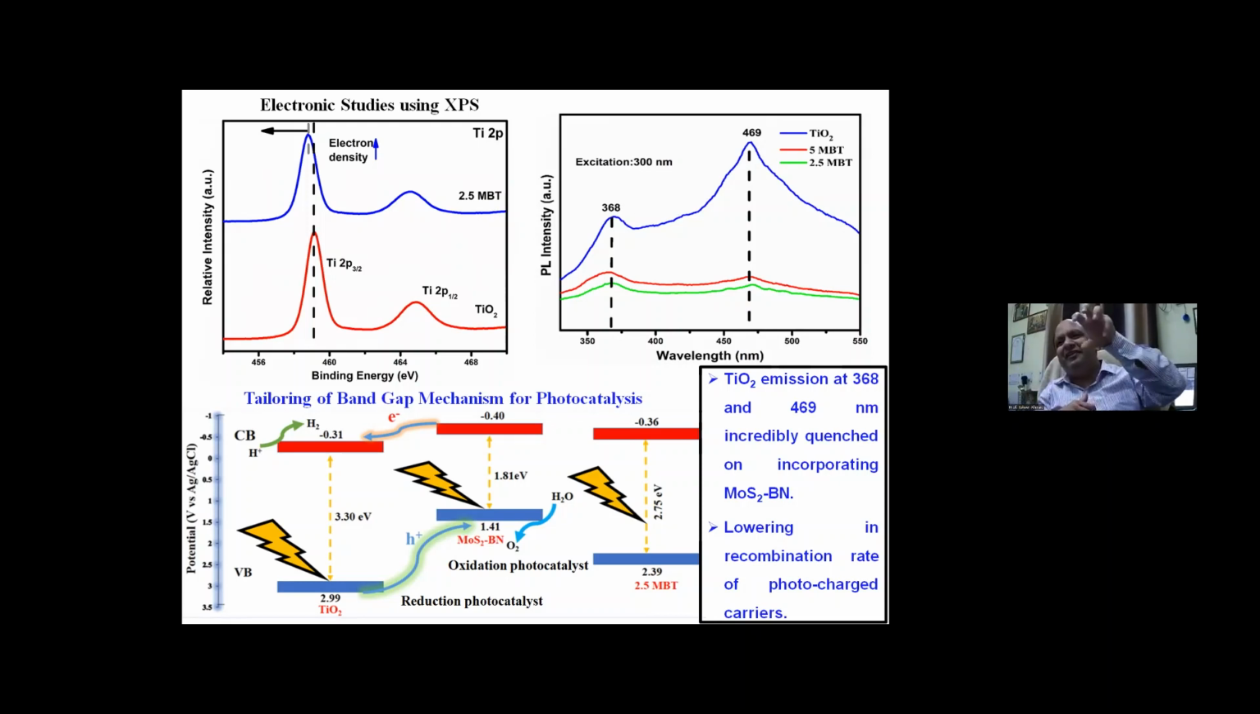So these electrons are free to reduce H+ into hydrogen gas. So we got a very effective result for the ternary heterostructure for hydrogen production. So this is the optical band gap and the band gap mechanism for photocatalysis.